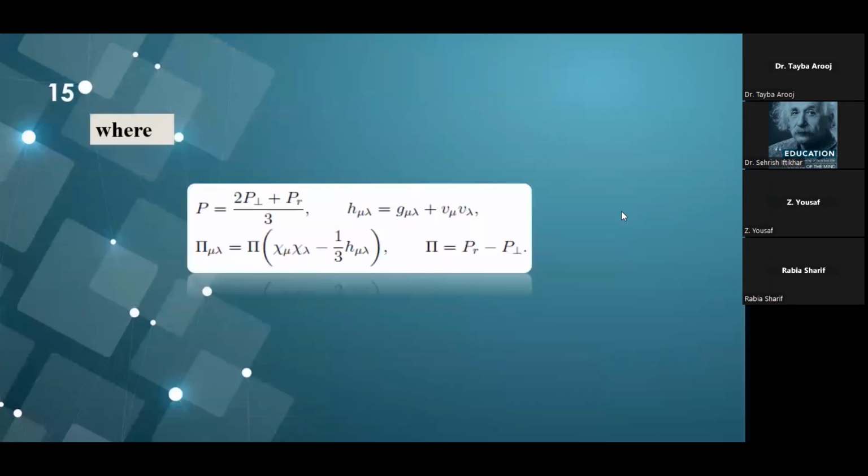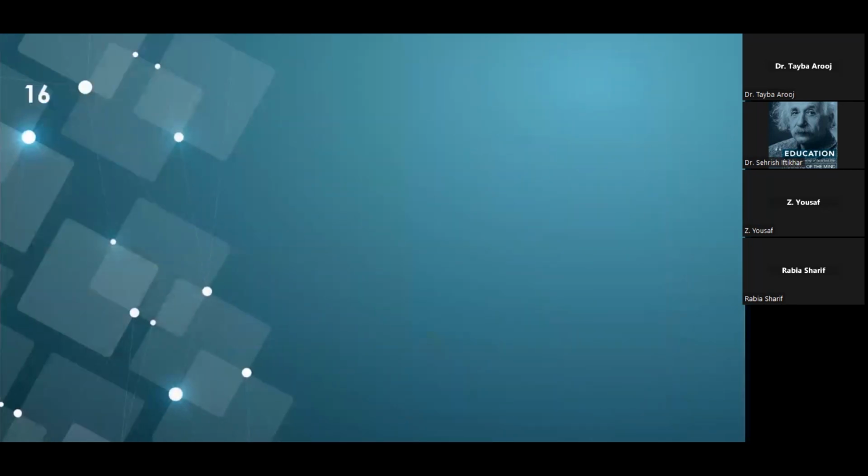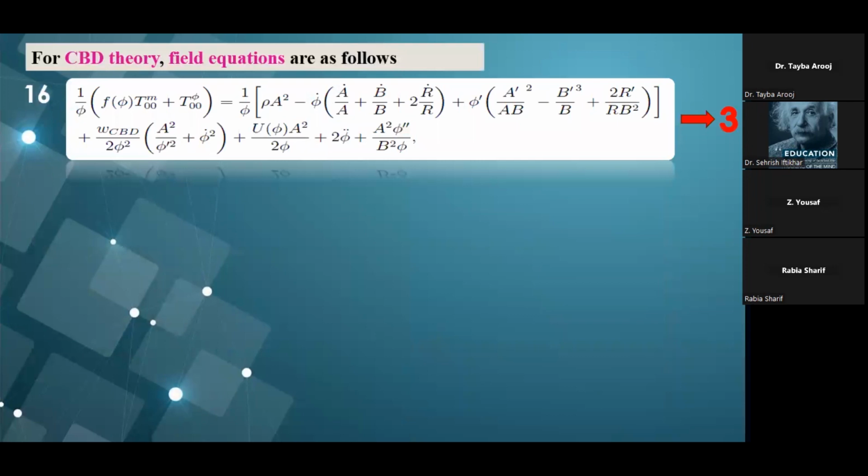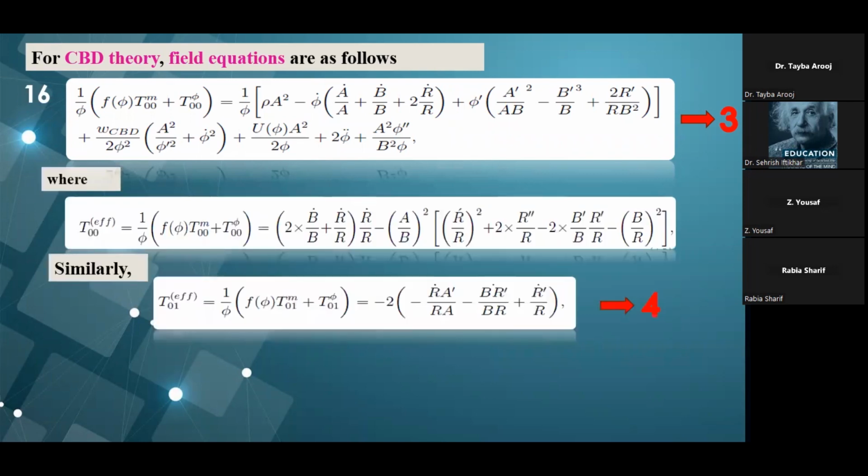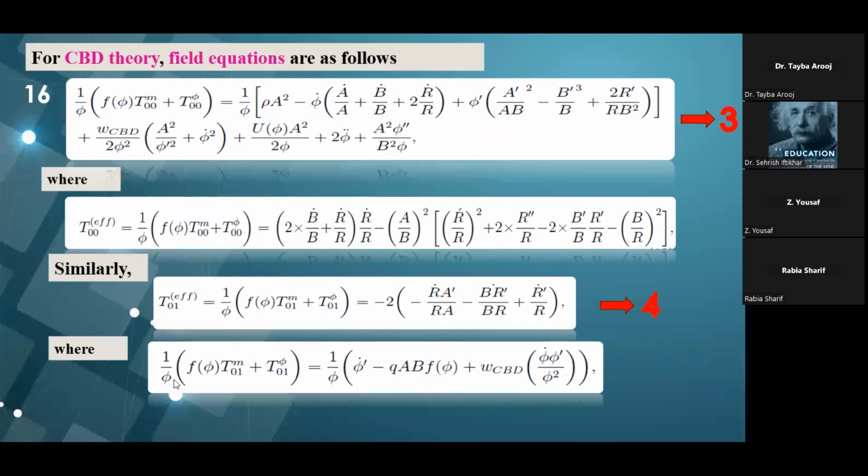So all of these equations of motion, or the effective differential equations, are actually representing spherically symmetric space-time coupled with anisotropic radiating matter distribution in the CBD theory. Similarly, we have the 0, 1 component, that is the non-diagonal component, where we have this equation, 1 over phi f of phi, T01 m and T01 phi, on the left-hand side, equal to this one.